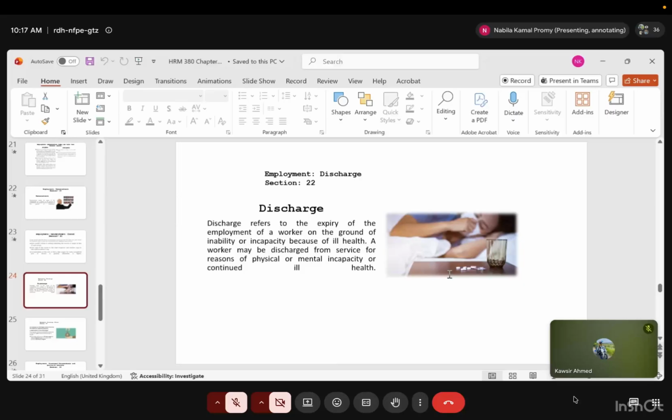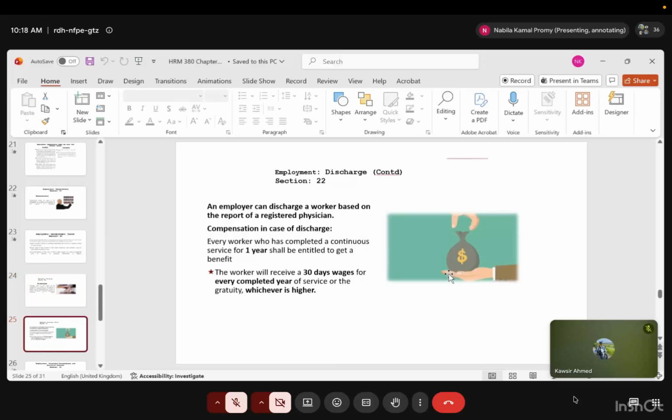In these cases, if you are terminating an employee, that termination will be known as discharge. That means if an employee develops some disability because of an illness or an accident and you have to terminate that employee, that sort of termination will be known as discharge. So far we have learned about 3 types of termination: layoff, retrenchment, and discharge.